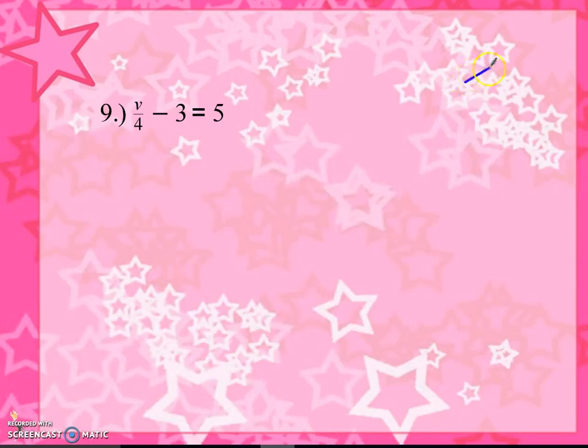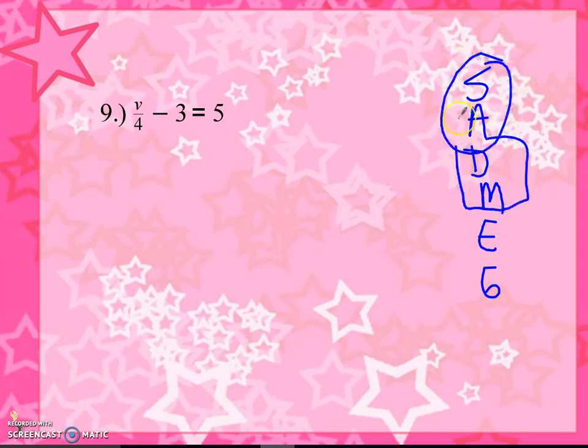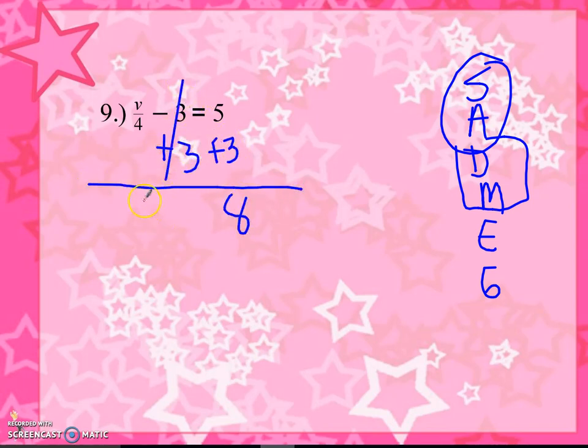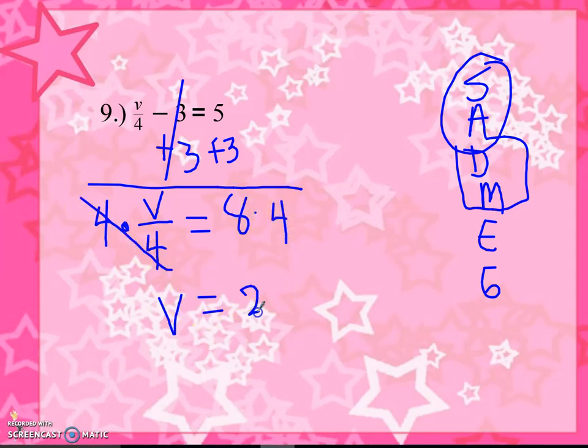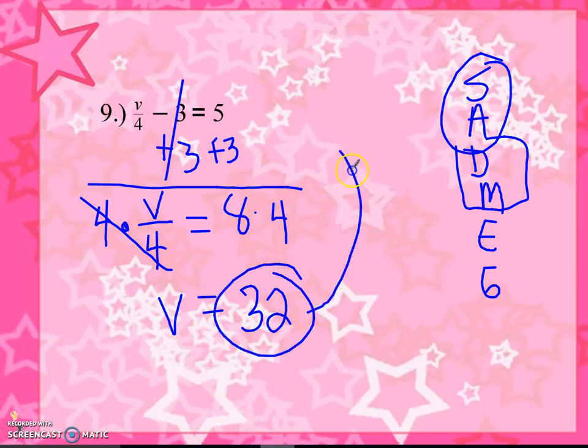Okay, number 9. We're going to do the order of operations in reverse. So we're looking for addition and subtraction. So the opposite of minus 3 is plus 3. 5 plus 3 is 8. The v and the 4 are dividing. The opposite is multiplication. So we're going to multiply both sides by 4, and we'll get 32. If you want, you can go back and check your work. 32 divided by 4 is 8. 8 minus 3 is 5.